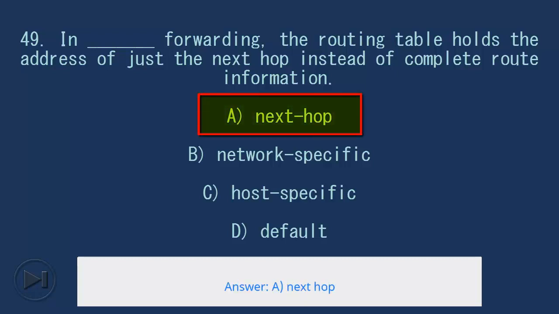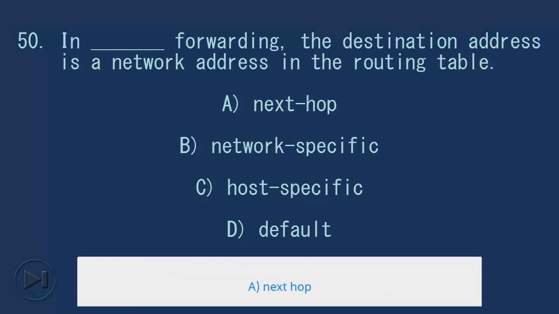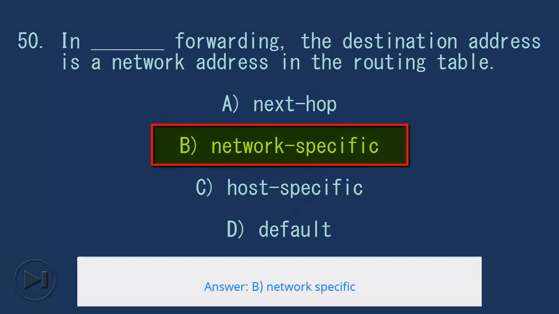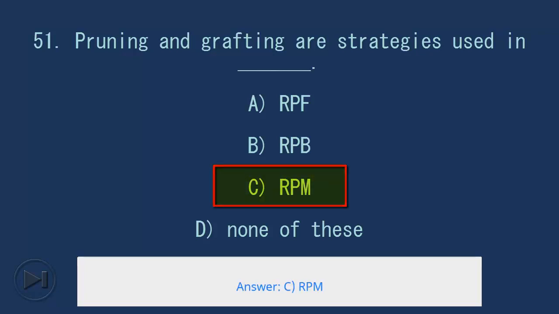Answer, A, next hop. 50, in blank forwarding, the destination address is a network address in the routing table. A, next hop. B, network specific. C, host specific. D, default. Answer, B, network specific. 51, pruning and grafting are strategies used in blank. A, RPF. B, RPB. C, RPM. D, none of these. Answer, C, RPM.